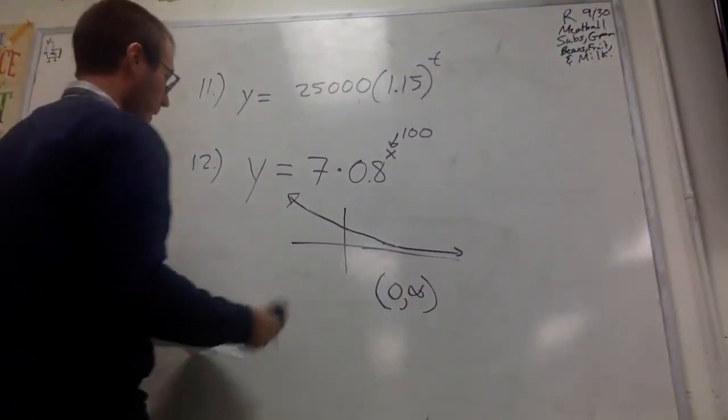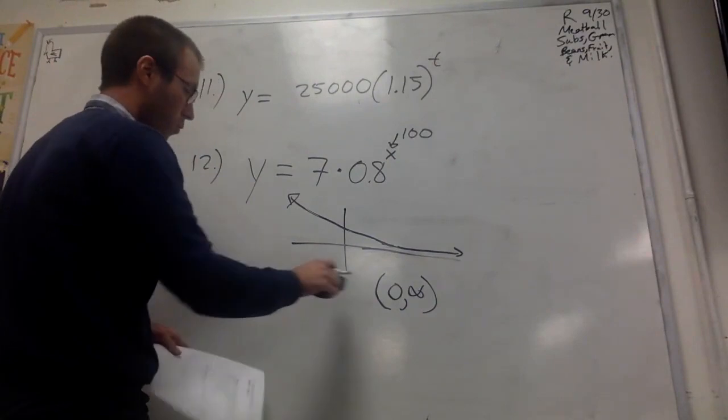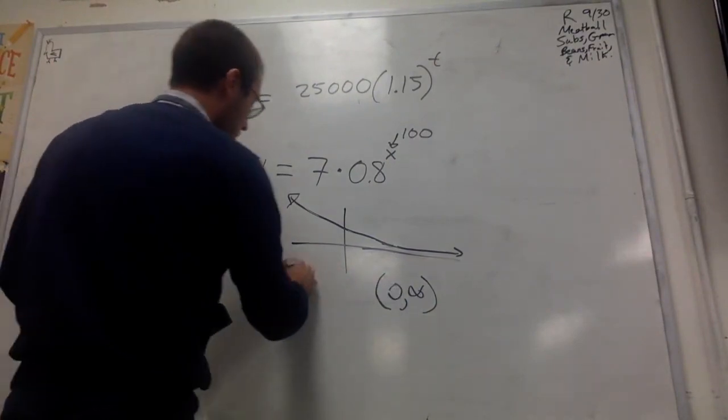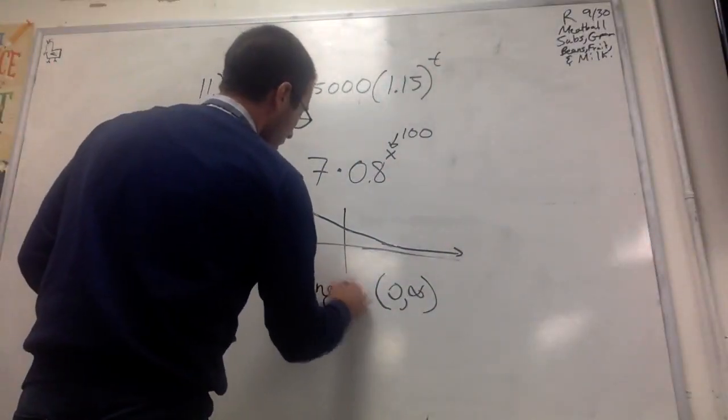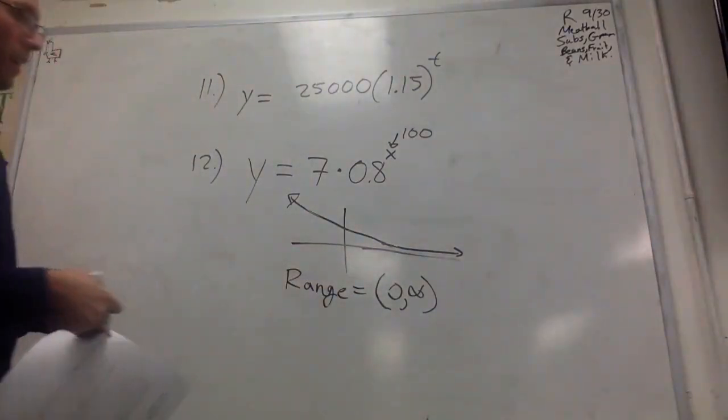So that one would be A. Our range would be that, range. Range is a set, it's that.